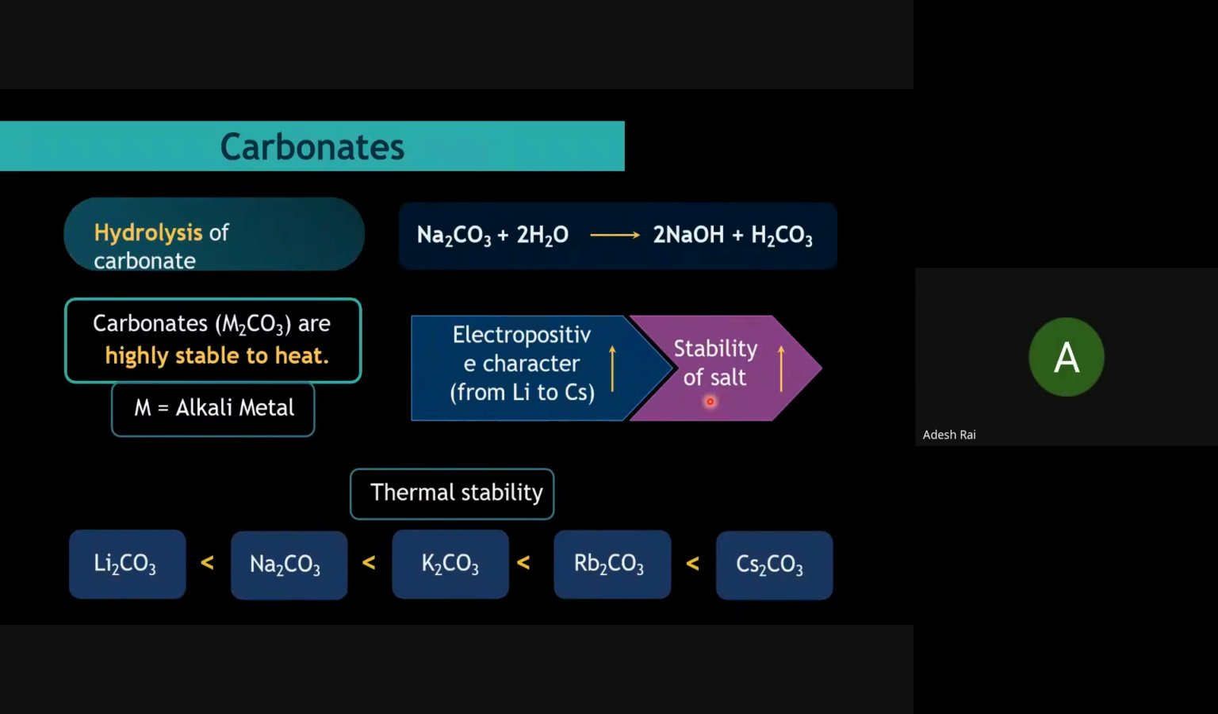Always remember, down the group thermal stability of carbonate will increase. Is that clear? Why is it like that? Why is thermal stability increasing? First of all, covalent character will decrease. So ionic character will increase, and when ionic character increases, electrostatic force of attraction will increase. As a result, thermal stability will increase. Can we proceed?